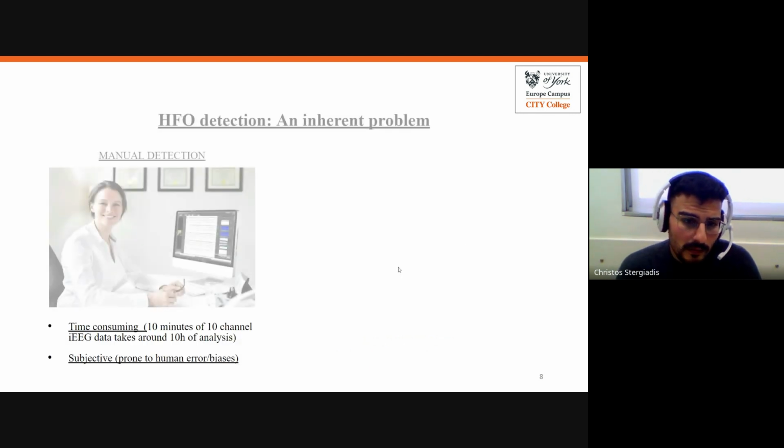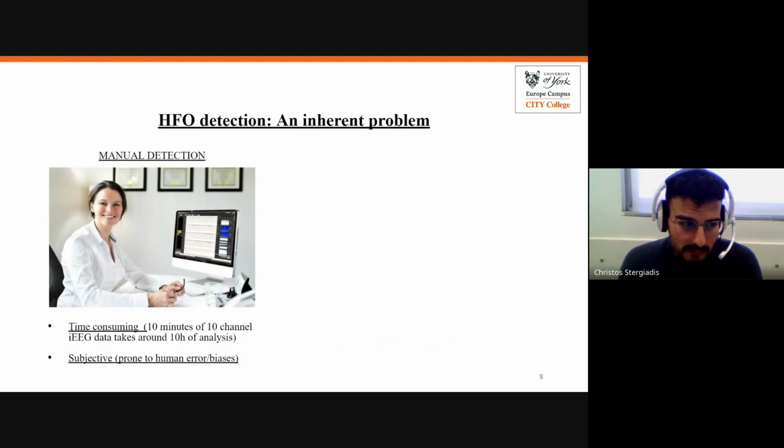So, okay, we're on a very good path. We know that high-frequency oscillations are good predictors of epileptogenicity, so pretty much our job is done. That's not correct, because high-frequency oscillations, despite their great importance, are very difficult to detect. This is an inherent problem, because they are very small, very fast events, so it's very difficult to find them in the signal. It's not as easy as the previous visualizations. These were purely for visualization purposes.